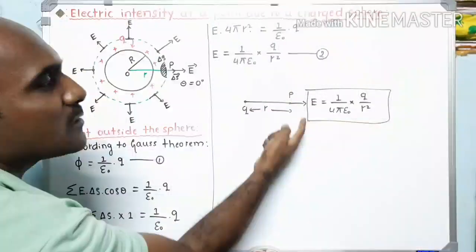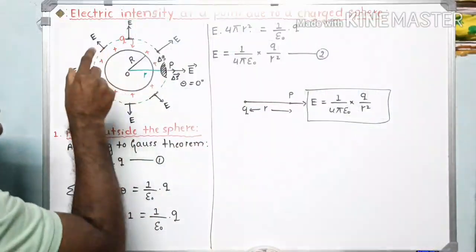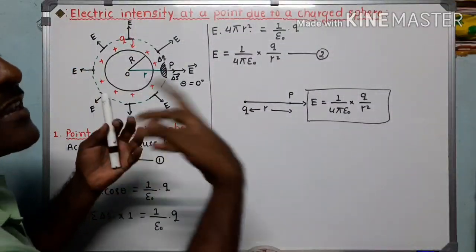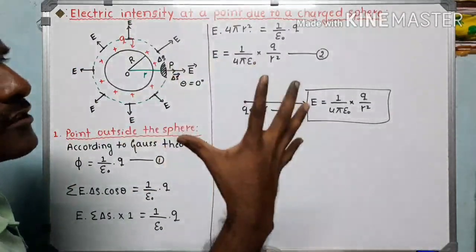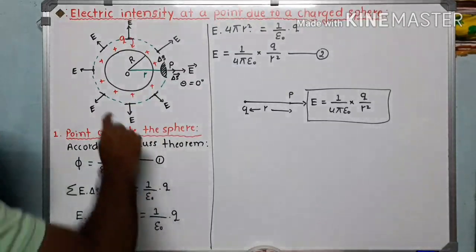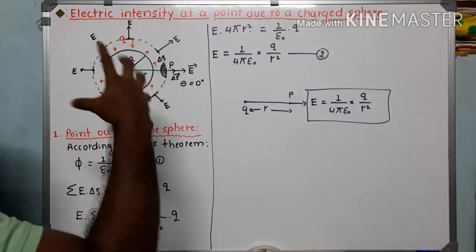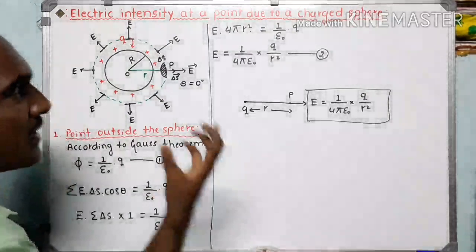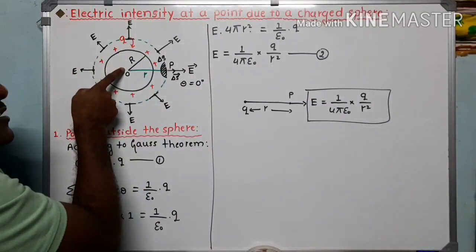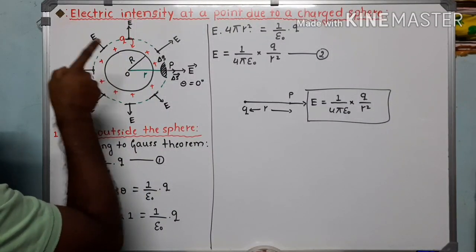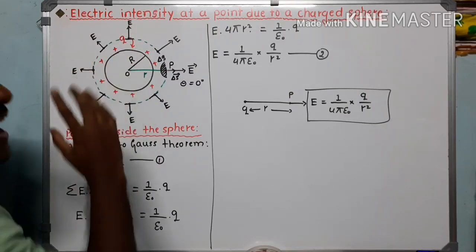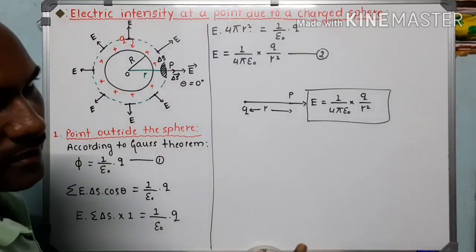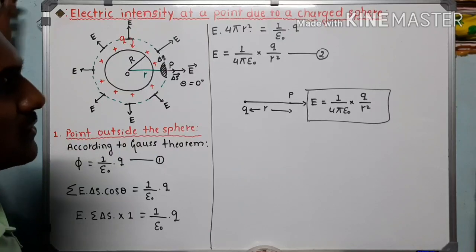And these two expressions indicate that if you charge the spherical conductor, whatever the size of the spherical conductor, whether it is small or large, all the charges which are present over the outer surface of the conductor, those charges were concentrated at the center of the sphere. That's why a charged sphere acts like a point charge. Keep it in mind. This is very important thing.